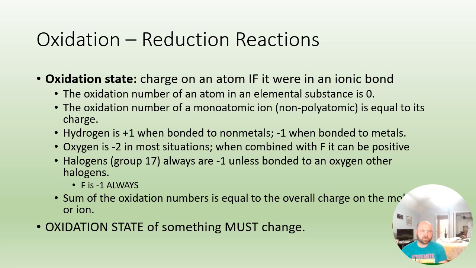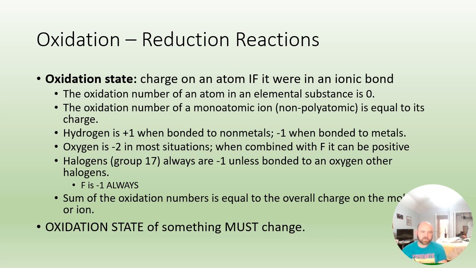Halogens, so the things in group 17, fluorine, chlorine, bromine, and iodine, are always -1, unless they're bonded to oxygen. Oxygen can change that, but oxygen cannot change fluorine. Fluorine is -1 always. And the final piece of the puzzle there says the sum of the oxidation numbers is equal to the overall charge on the molecule or ion.